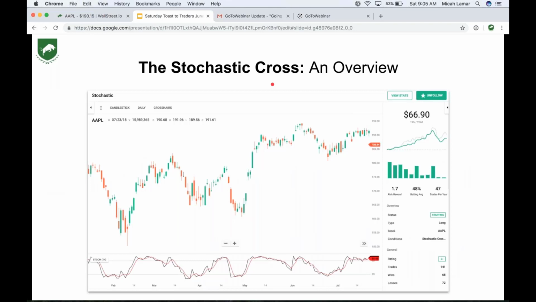I want to give you a quick overview of the indicator, how well it's performed, everything like that, and give you the buy and sell rules that we use for it, and how well it's performed, and maybe how you can leverage it.